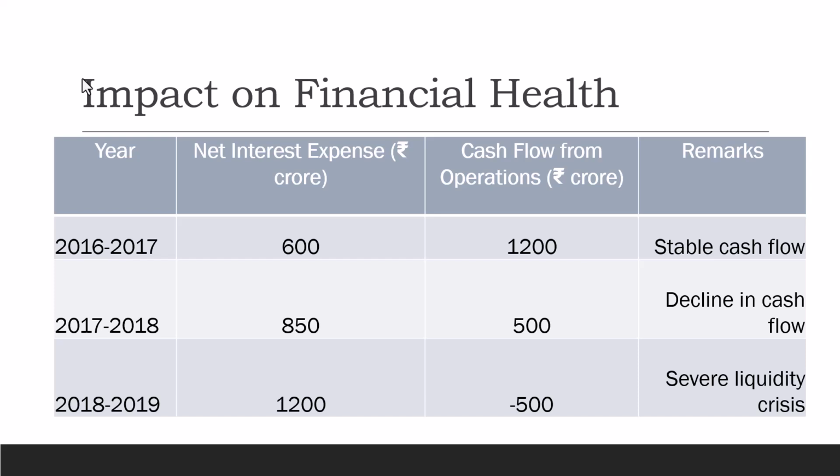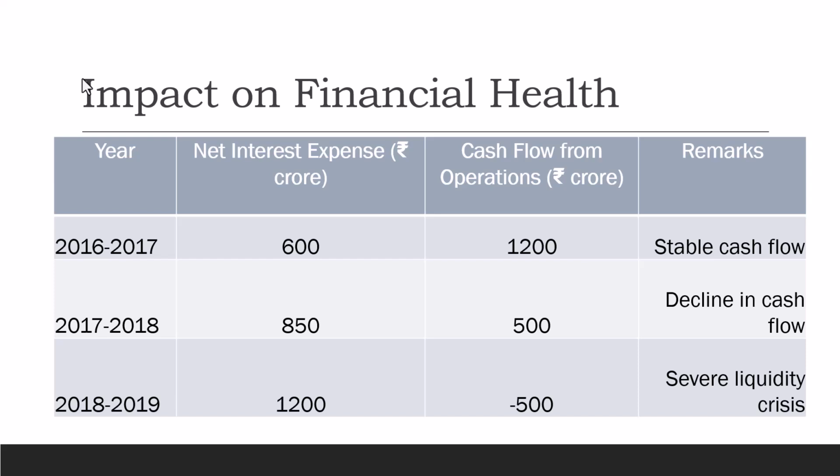So they had stable cash flows during this period. But suddenly from 2017-18, we witnessed an increase in the interest cost, which went up from 600 crores to 850 crores, and the cash flows came down because of the pressure from the rising interest cost, so a decline in cash flows. In 2018-19, it was a very bad situation. Interest cost went up to 1,200 crores, and the cash flows became negative. So a severe liquidity crisis was witnessed at that time. So this was the financial impact on Jet Airways, on the bottom line and the cash flows, which ultimately led to the closure of the company because of the interest rate changes.